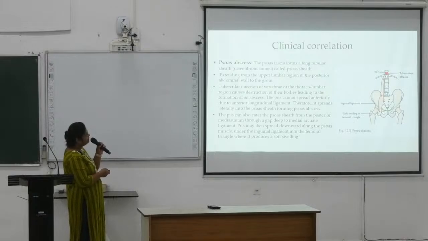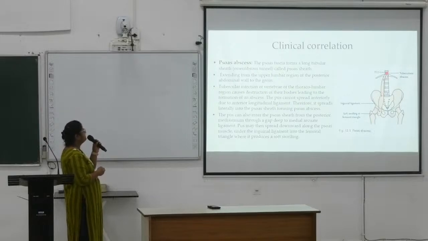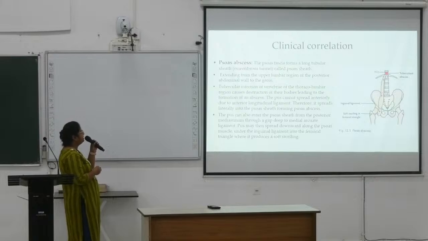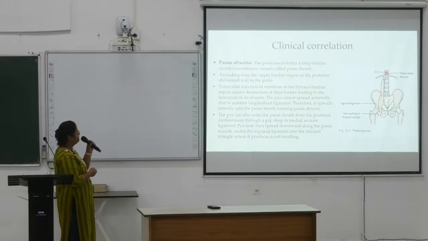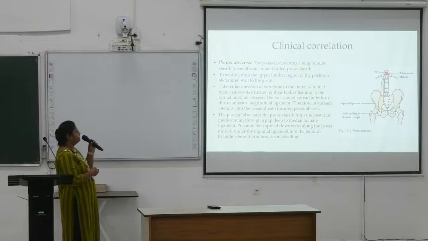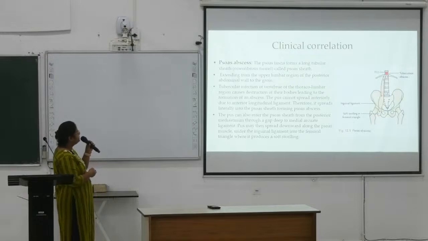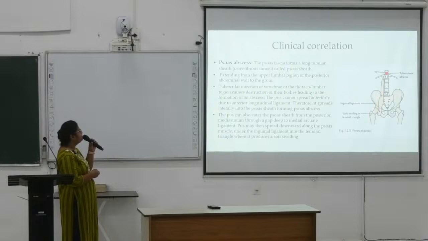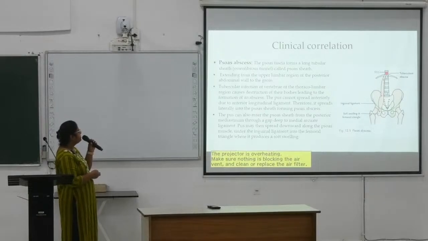This is psoas major muscle from the upper lumbar region, starting from T12, L1 to here, up to the groin region, extending from upper lumbar region of the posterior abdominal wall to the groin. And tubercular infection of vertebra of the thoracolumbar region causes destruction of their bodies, leading to formation of an abscess, and the pus cannot spread anteriorly due to anterior longitudinal ligament. Therefore, it spreads laterally into the psoas sheath, forming the psoas abscess.